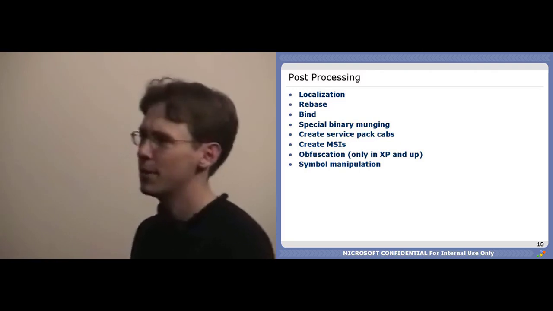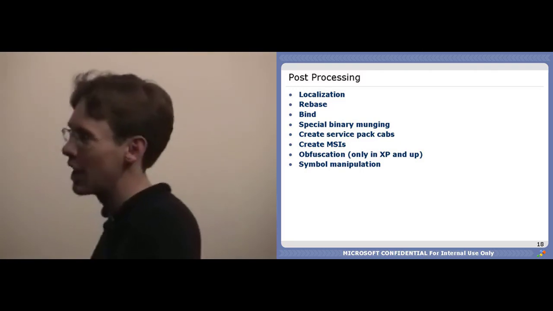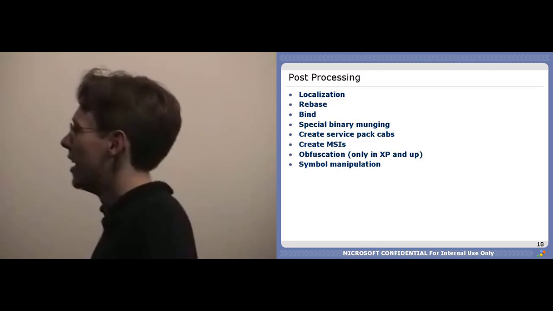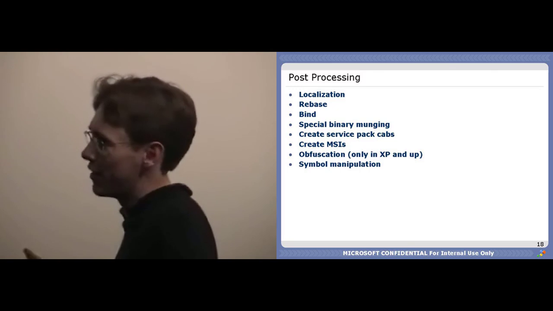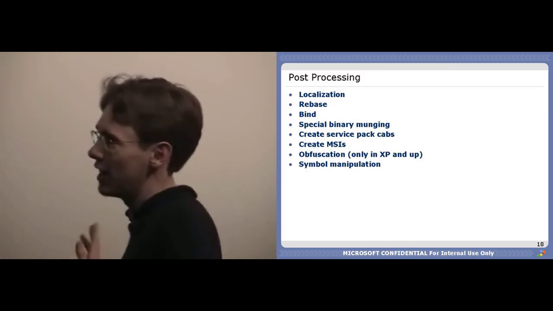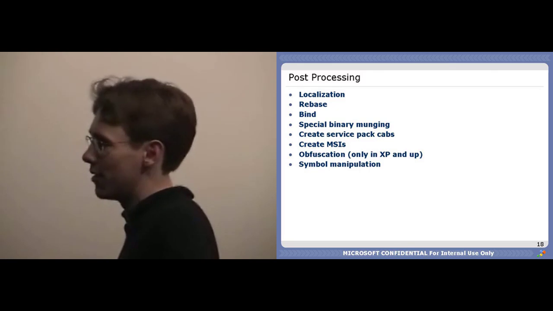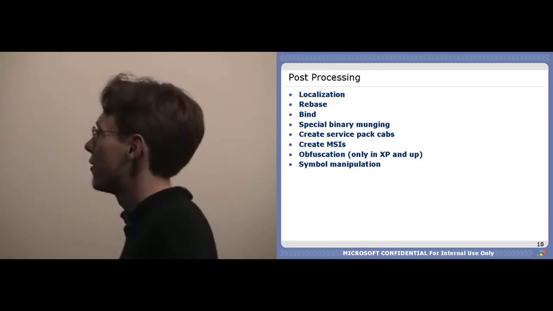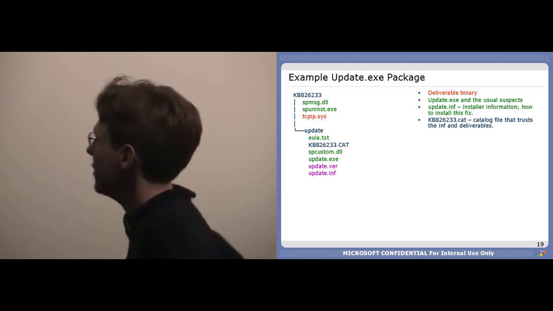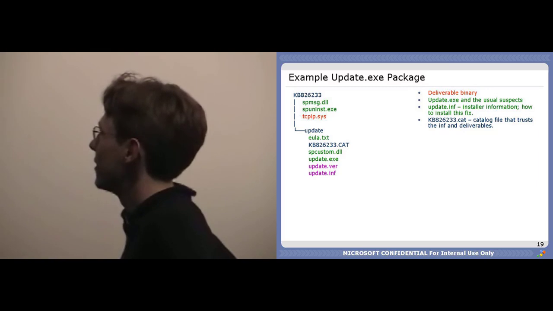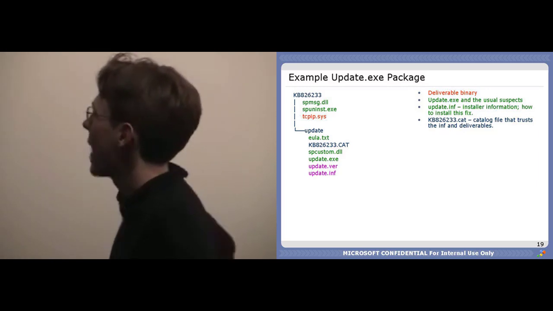We do some other symbol manipulation. We make it easier for people to debug the kernel using the private symbols by putting the type information back into it. There are various other little binary-specific things, like we have to sign themes, and there's all sorts of peculiar stuff. But once we have these things post-processed, we're going to create one of these update.exe packages.